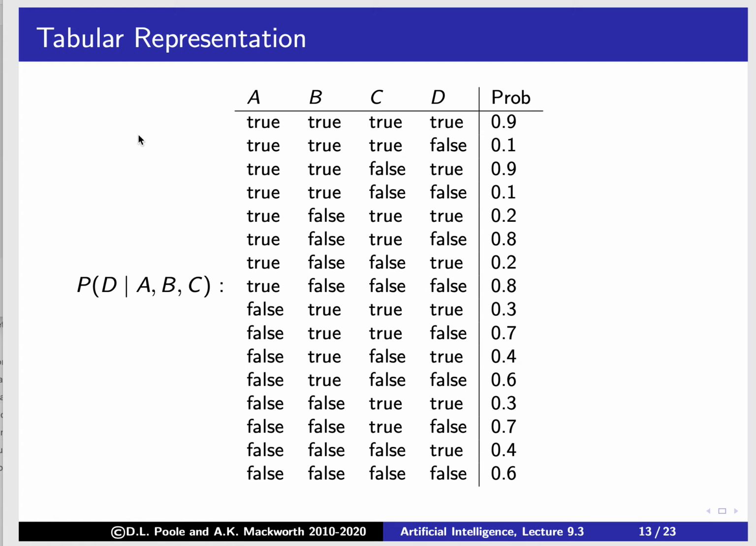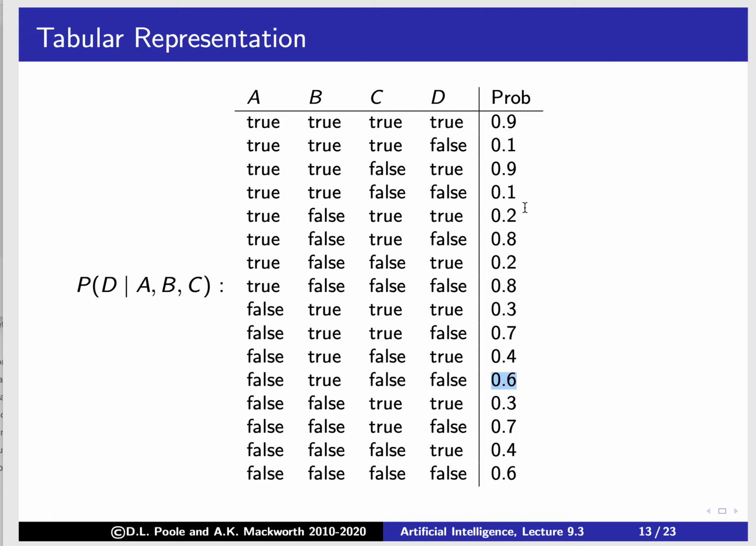We're going to look at the probability of D given A, B, C. You could write A, B, C, D, and you can tell it's a conditional probability because if you look at the two values here for true and false, they add up to 1. That's the property: for any particular values for A, B, and C, the two values for D add up to 1.